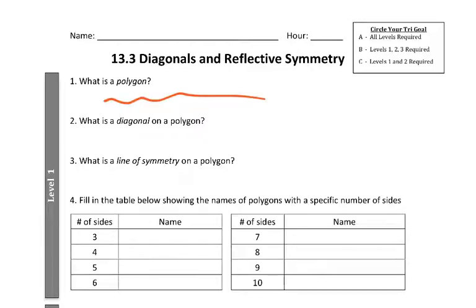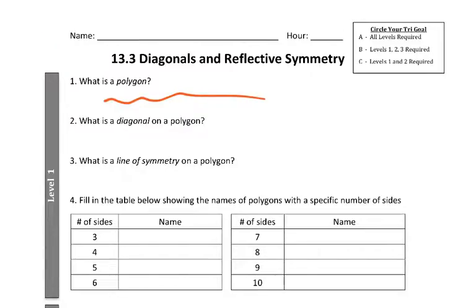A polygon is a closed shape. In other words, all of the sides are going to meet at touching corners, not like this, okay? A closed shape with 3 or more straight sides. It's a closed shape with 3 or more straight sides. All right, so that's what a polygon is.